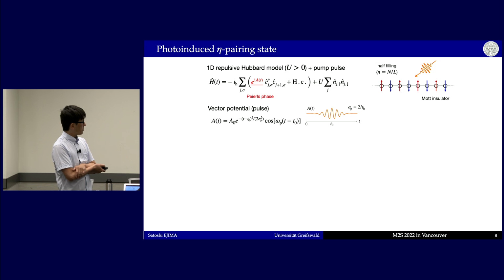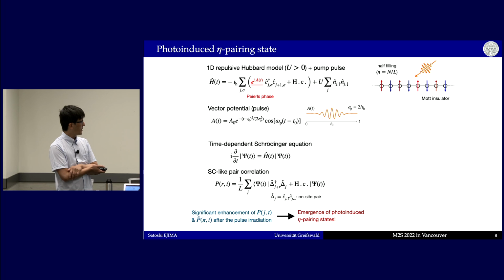And so now we consider the Hubbard model with a pump pulse using Peierls phase, and the vector potential is defined as follows: amplitude A0 and frequency omega p, centered at time t0. In this way, the Hamiltonian becomes time dependent, and we need to simulate a time dependent Schrödinger equation.